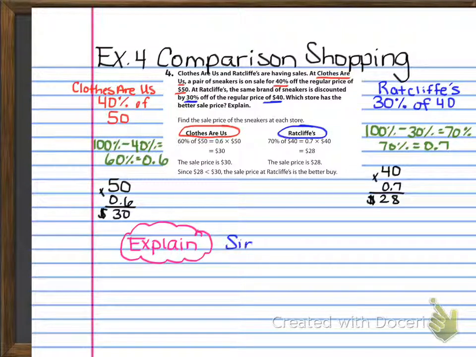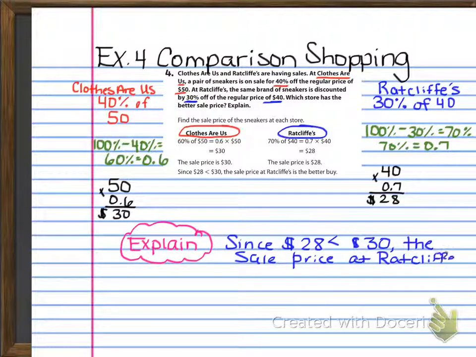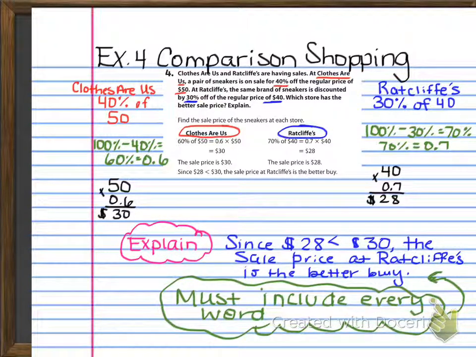So the explain, which you need to put in a big bubble, because this is the part that many people always miss or don't do. For the explain, this is exactly how you want to write it. It says, since $28 is less than $30, the sale price at Ratcliffe's is the better buy. Also, you can include that it says must include every word. So this is going to be your explanation.